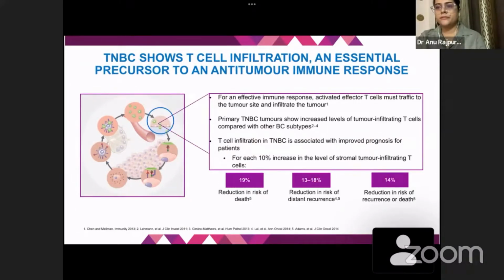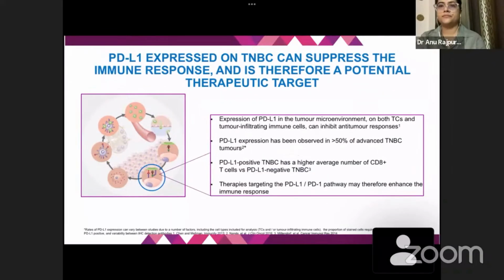So let's see if T cell infiltration in TNBC is associated with prognosis or not. They've done some research. For each 10% increase in the level of stromal tumor-infiltrating T cells, there is a 19% reduction in the risk of death, a 13 to 18% reduction in the risk of distant recurrence, and a 14% reduction in the risk of recurrence or death.